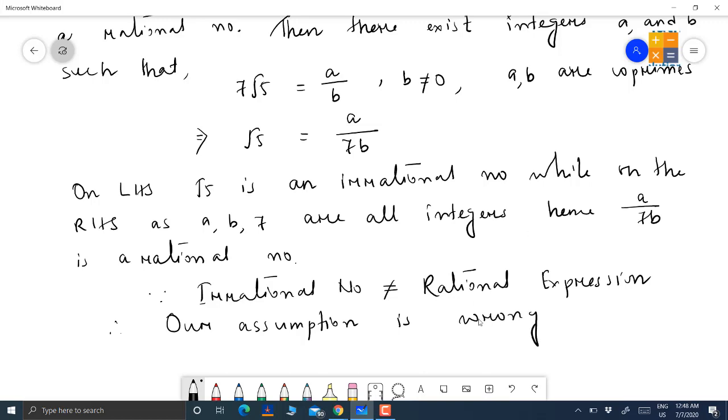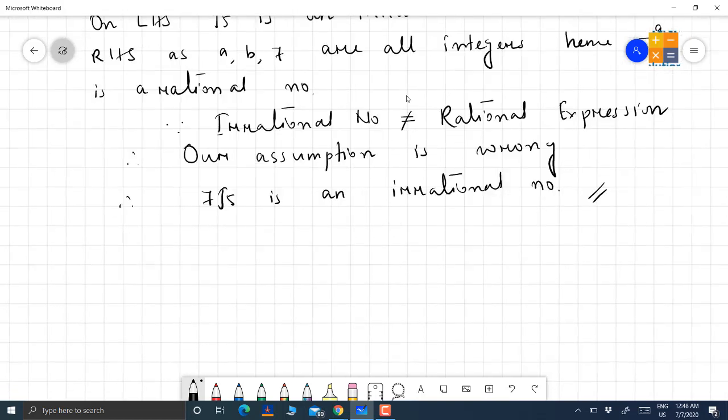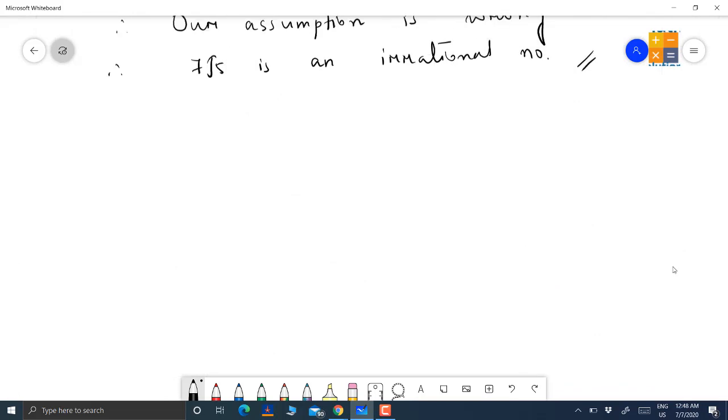Therefore, what can we conclude? Hence, 7√5 is an irrational number. So that is how we can solve this question. And the last one we have here. This is the last question of this exercise. That is Roman 3 of question number 3.